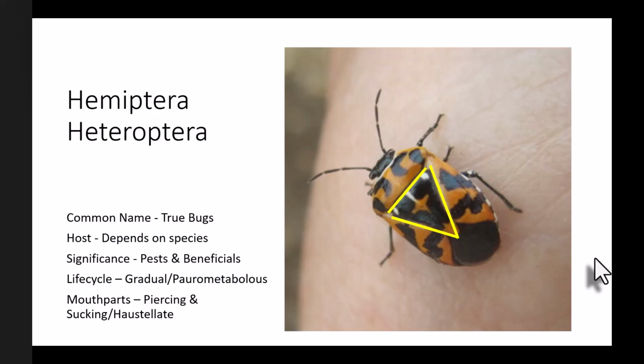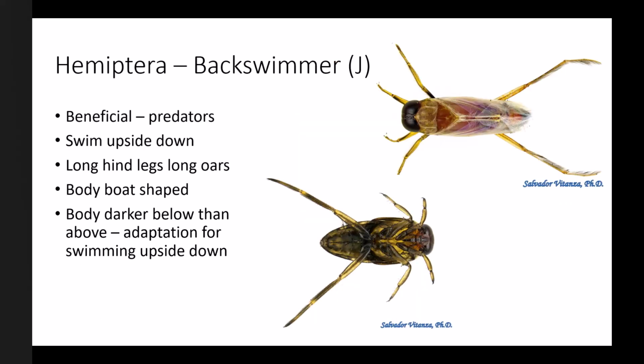Backswimmers are a group of beneficial predators that swim upside down. They have multiple adaptations to their body that make them good at swimming and meant for living in the water. One is that their hind legs are modified to be like long oars to help them scoot through the water. Their body is shaped like a boat so that it can fly through the water a little faster. And they're called a backswimmer because they swim upside down.